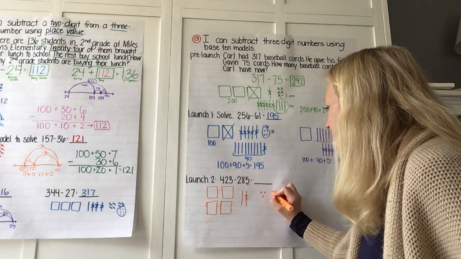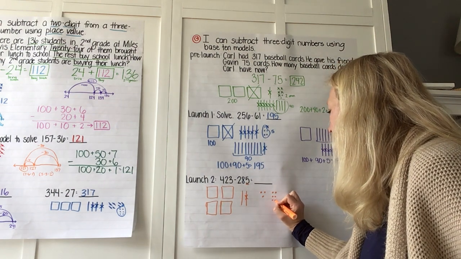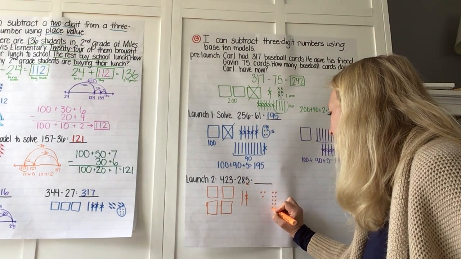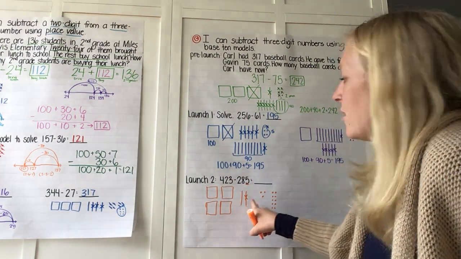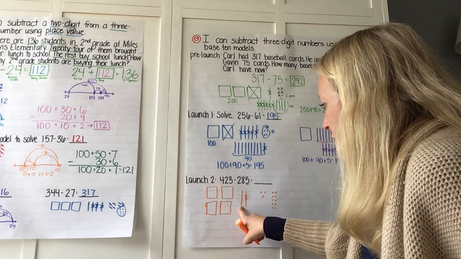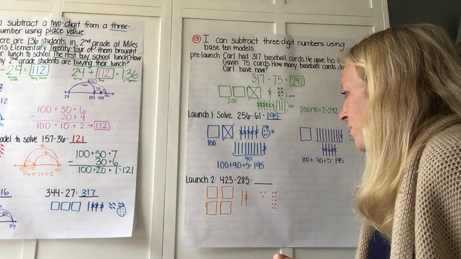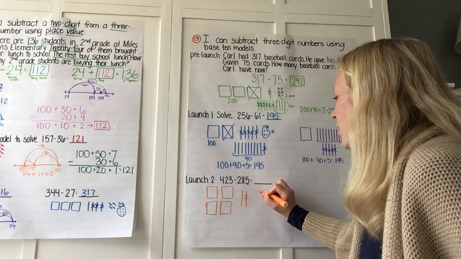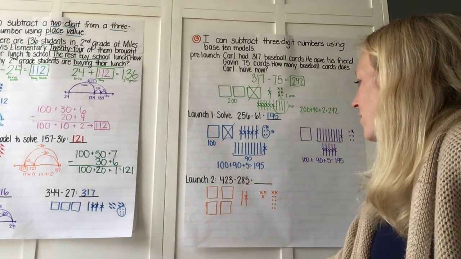You're going to bust it up, okay? So 1, 2, 3, 4, 5, 6, 7, 8, 9, 10, okay? So you crossed off a 10, and you have 10 ones. So we still have 400, 410, 420, 423. Now you're going to cross off the 5 ones. 1, 2, 3, 4, 5, okay?